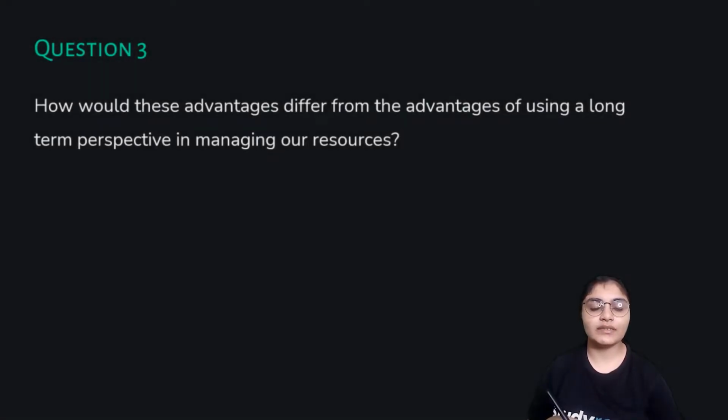The third question that we have is, how would these advantages differ from the advantages of using a long-term perspective in managing our resources? This way the resources can be used for the benefit of the present generation and also conserved for the benefit of the generations to come. That is why these long-term perspectives are very, very important, and we need to manage our resources well. This ensures a uniform distribution of resources among the people, and it will help us to sustain on the planet for a longer time.